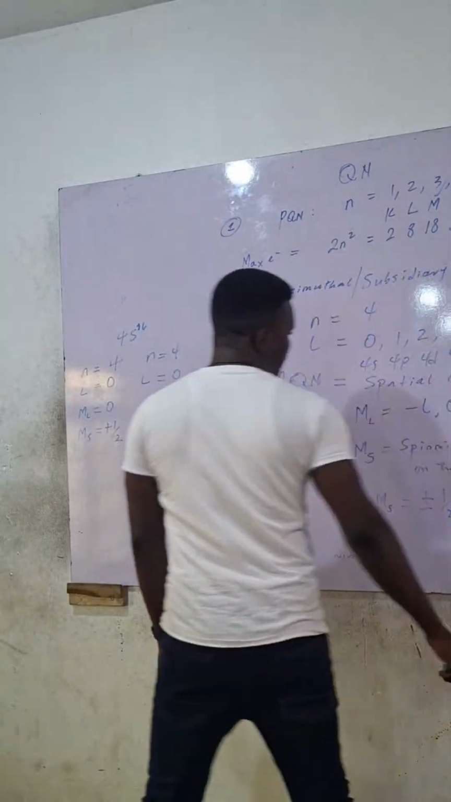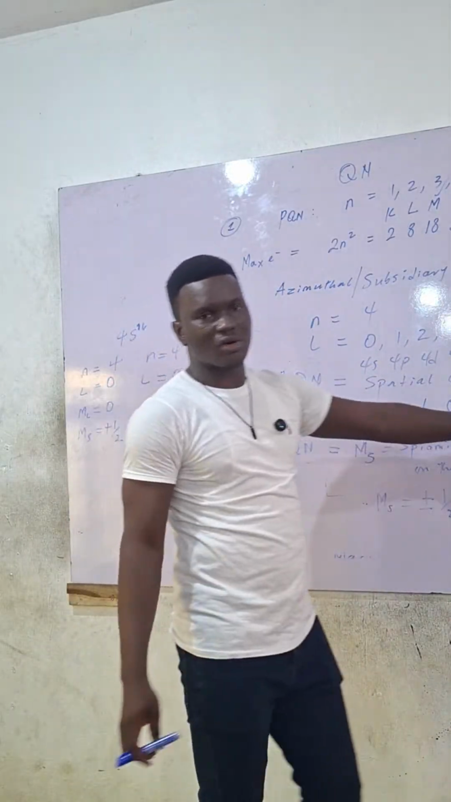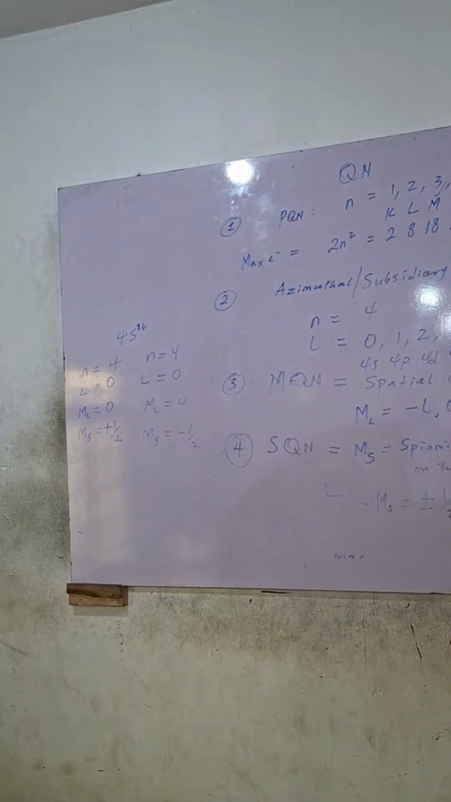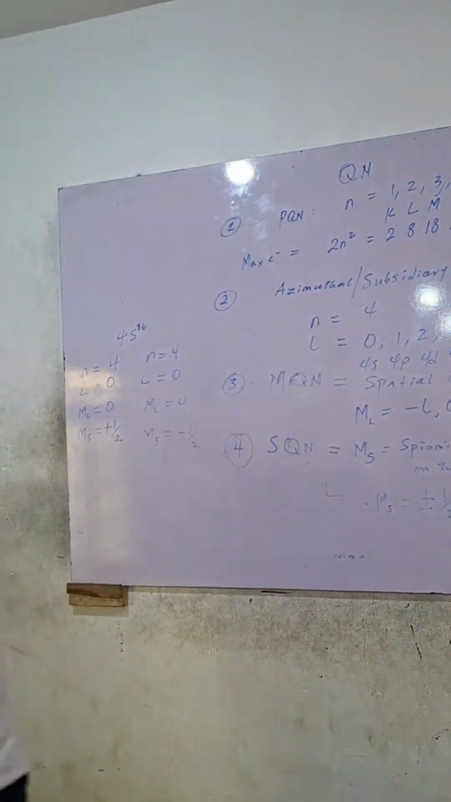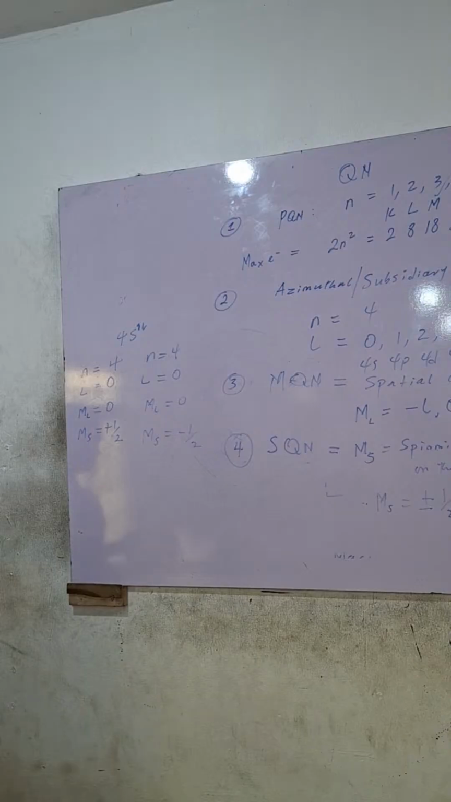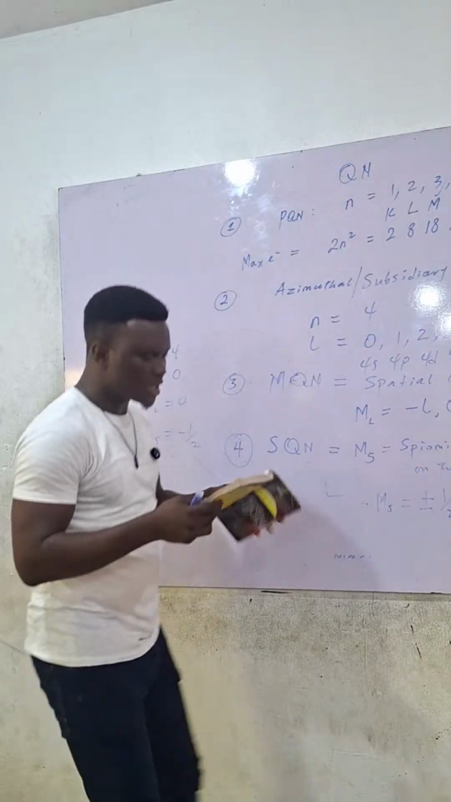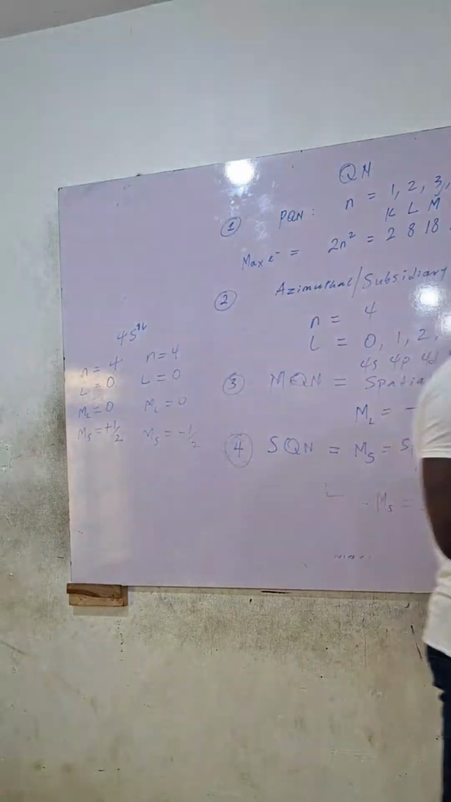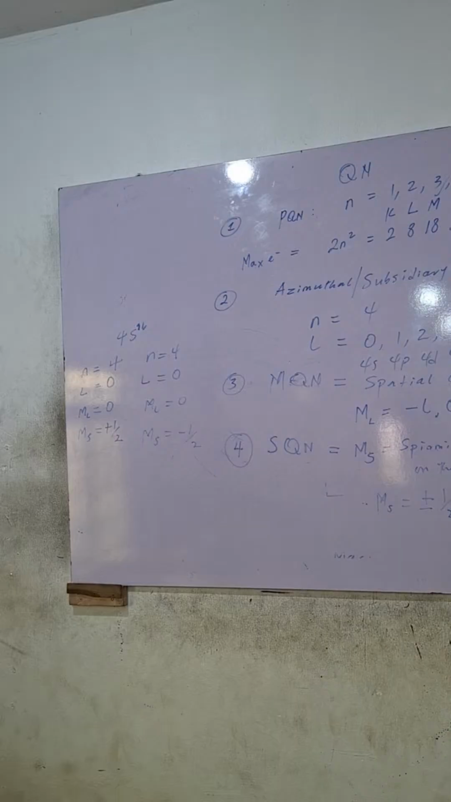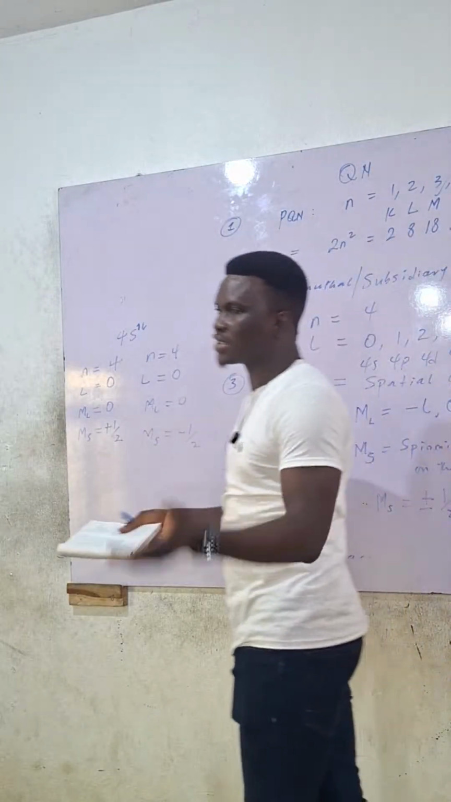Are you done? Please, do we understand quantum numbers now? Let's solve questions on that because there are different ways questions are always asked. Page 7, number 23. Page 7, number 20. So there's a question on page 7, number 20 and 24. Let's quickly answer that, then you answer the rest.